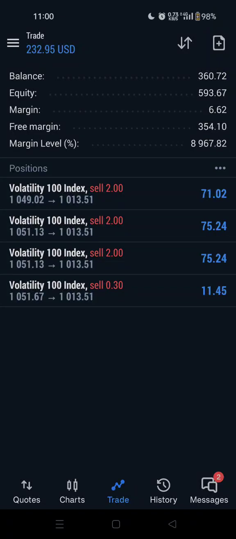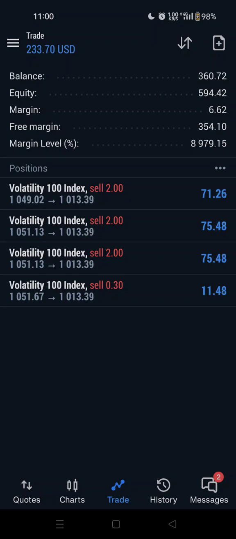Guys, so I discovered that most of the time we don't know how to lock profit. How do you lock profit in a trade if you're in a trade and the trade is going in your direction and then you're afraid of losing back everything to the market?